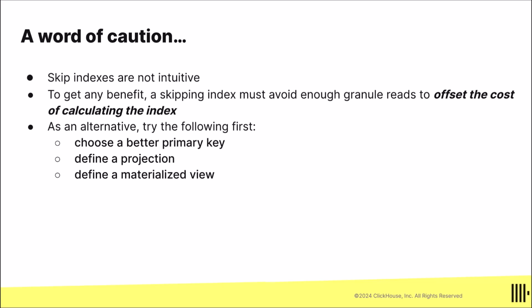It's important to understand the overhead of the index. Make sure that the index offsets the cost of your queries being faster. And of course, you can always use a better primary key. You can always use a projection or materialized view.